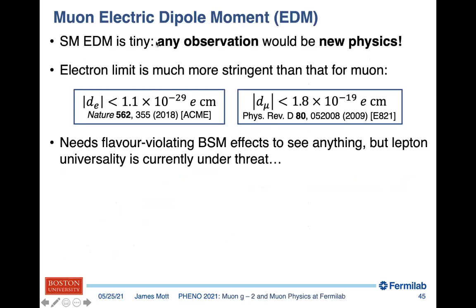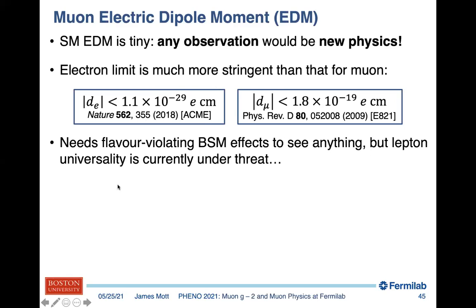Now, the electron limit is much, much more stringent than the current limit for the muon. And so the number here, it's 10 orders of magnitude difference between this. And this limit comes from the previous Brookhaven experiment. So naively, you'd expect this to scale as the ratio of the masses. So if lepton universality held, then it's pretty hopeless for a muon limit here.